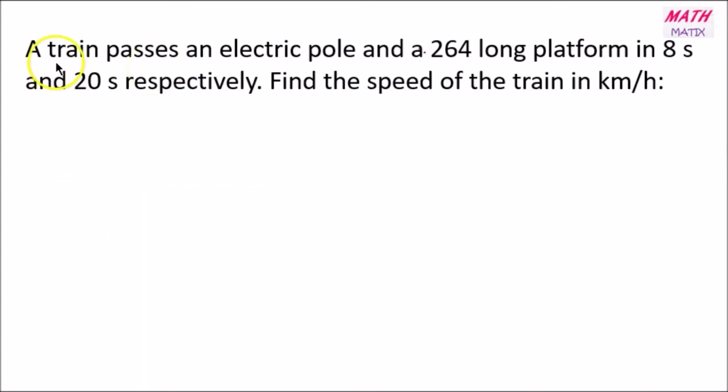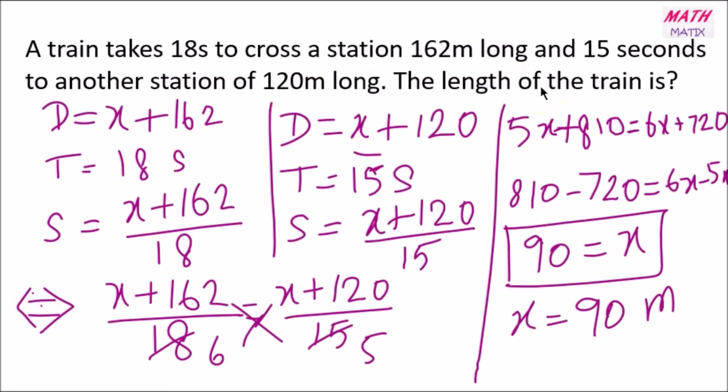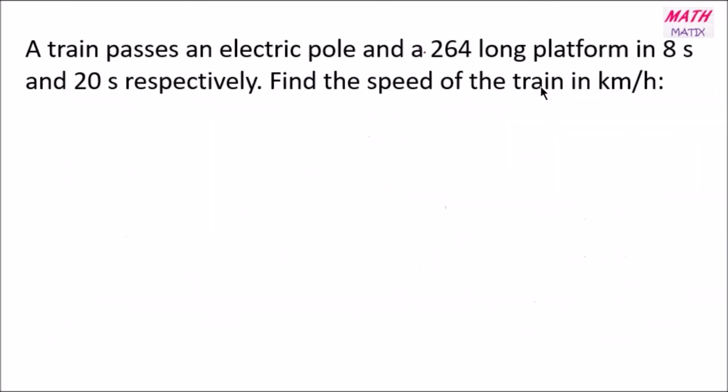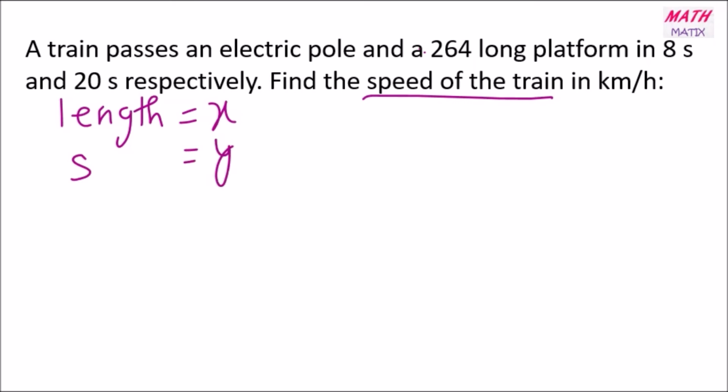Next problem. A train passes an electric pole and a 264 meter long platform in 8 seconds and 20 seconds respectively. Find the speed of the train. In previous problems, we found the length of the train, and in this problem, we are going to find the speed of the train. So, let's consider the length of the train to be x and the speed of the train to be y.